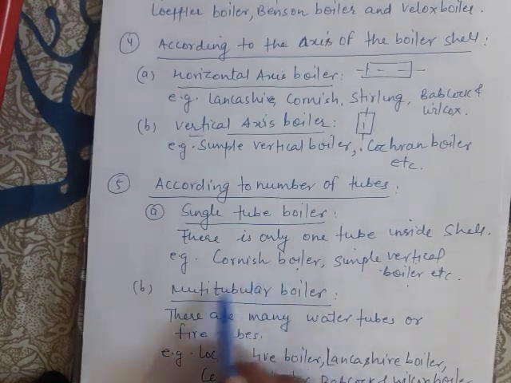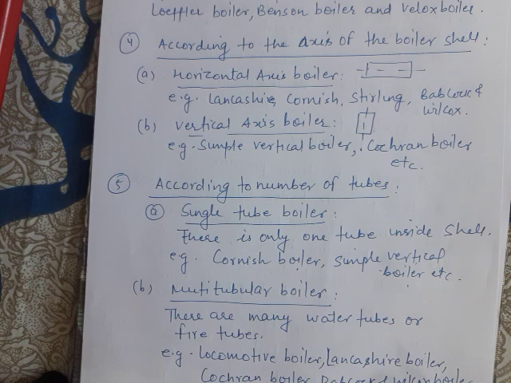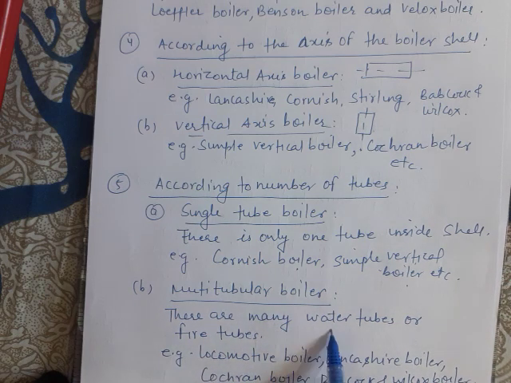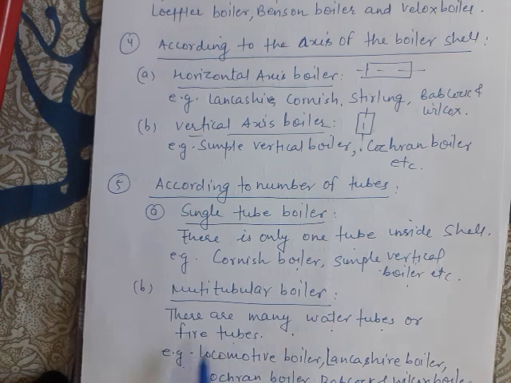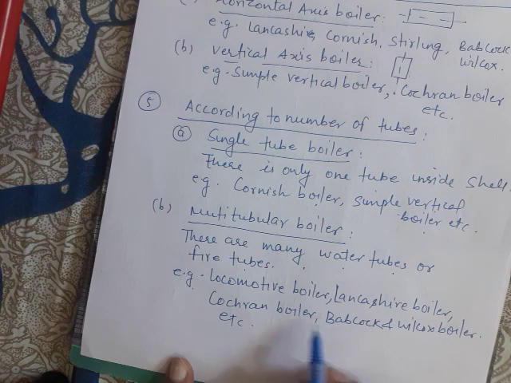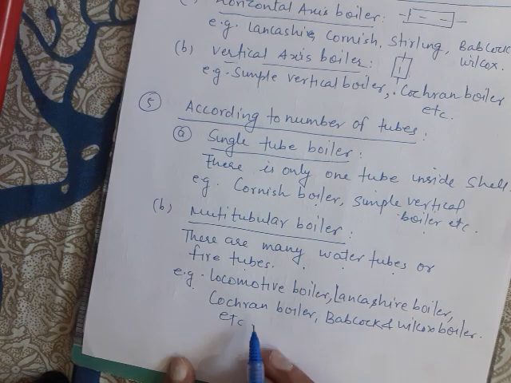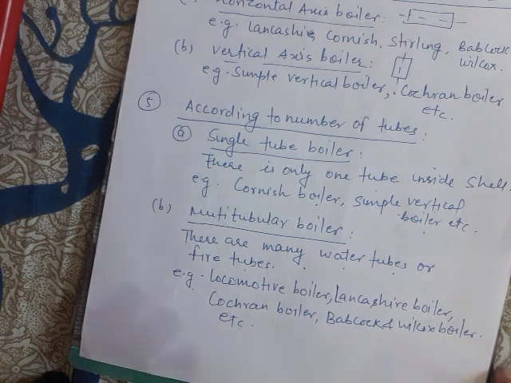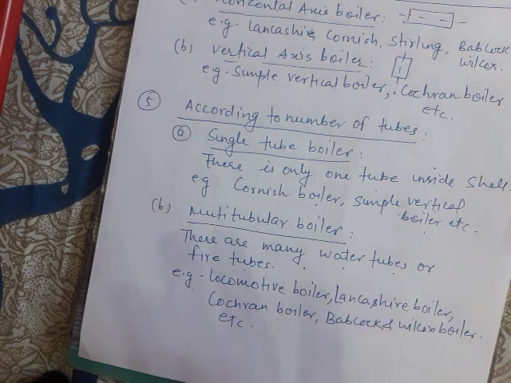And in a multi-tubular boiler, there are a number of tubes for carrying water or flue gases. There are many water tubes or fire tubes. The examples of multi-tube boiler are locomotive boiler, Lancashire boiler, Cochran boiler, Babcock and Wilcox boiler. I am writing the examples of each and every category. Please try to remember all those examples according to their category. So this is the fifth important criteria for classification of the boiler, that is single tube boiler or multi-tubular boiler.